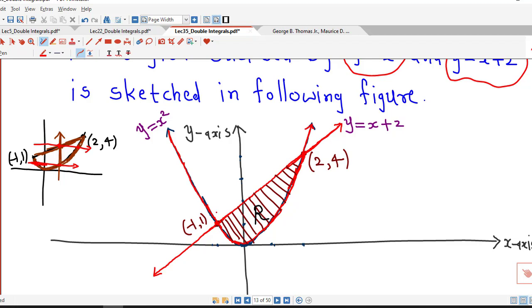So if we consider a horizontal line, then we have to divide our region into two sub-regions. If we consider a horizontal line above the line y equal to 1, it will enter the region on the line. And if we consider a horizontal line below the line y equal to 1, it will enter the region on the parabola. So we have to divide the region into two sub-regions.